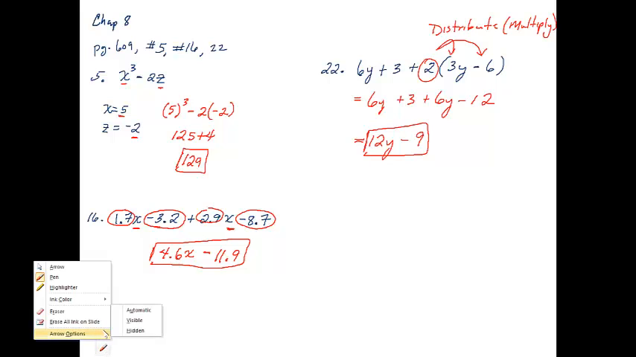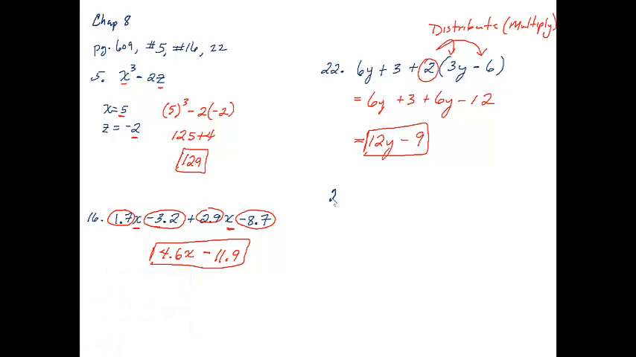Alright, one more problem for us to look at. Let's look at number 23. Now it says find the area of the figure below. So we have a picture of a rectangle. This right here is 2x minus 1, and this one is 3 yards. So this is 3 yards, and this is 2x minus 1 yards.